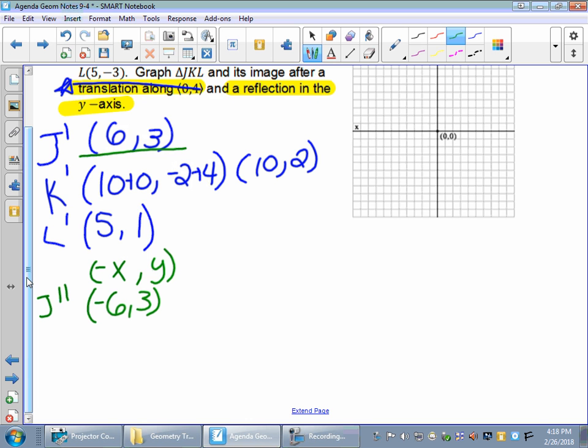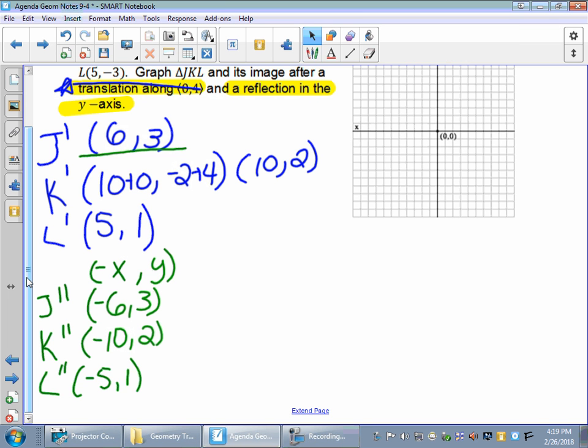Wonderful. I bet that you guys can all do these. You're going to tell me that k double prime is actually going to be -10, +2. And don't forget about your L double prime, which of course is a -5, 1. Congratulations, you just did your first composition of transformations. However, you all want to graph it. I know, stop begging. It's okay, we can graph it.